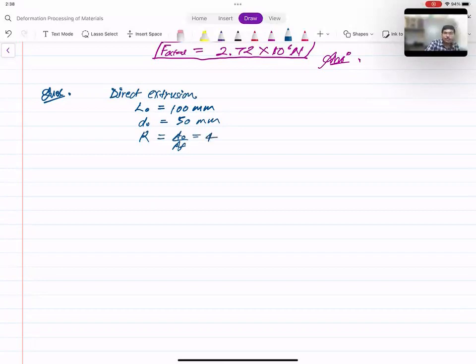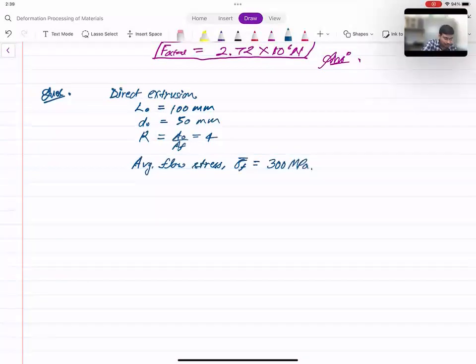And we are also given the average flow stress, which is nothing but sigma F bar. It is given to us as 300 megapascals. Okay. So now we need to calculate the average pressure.